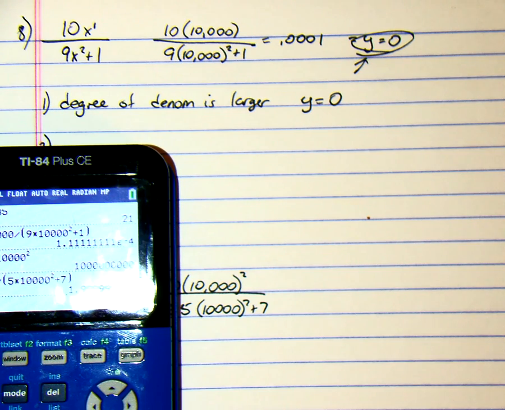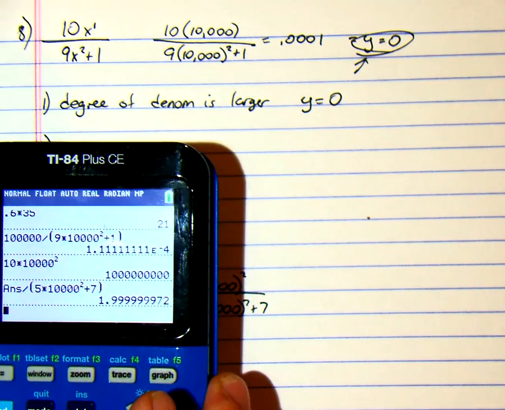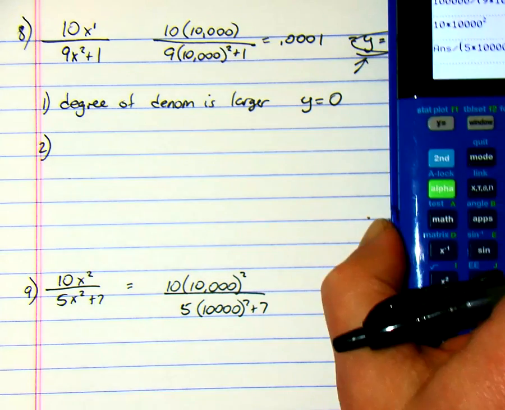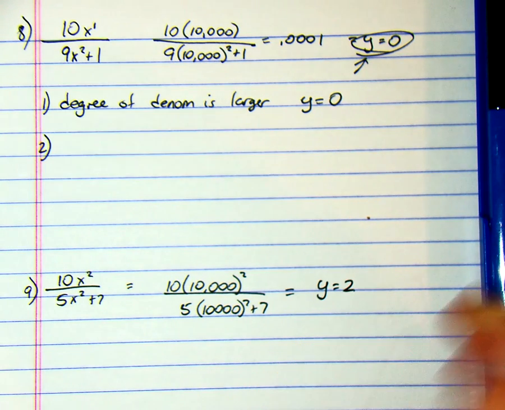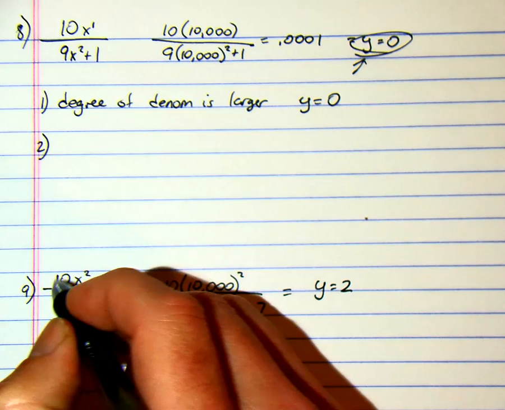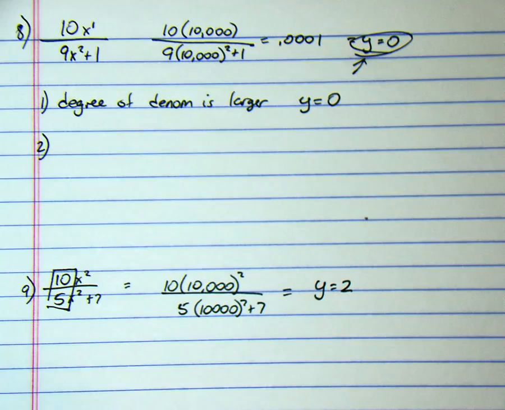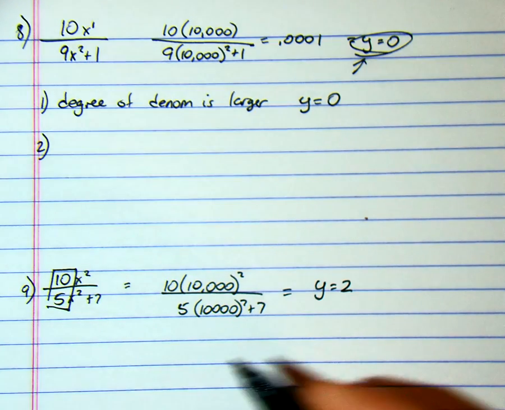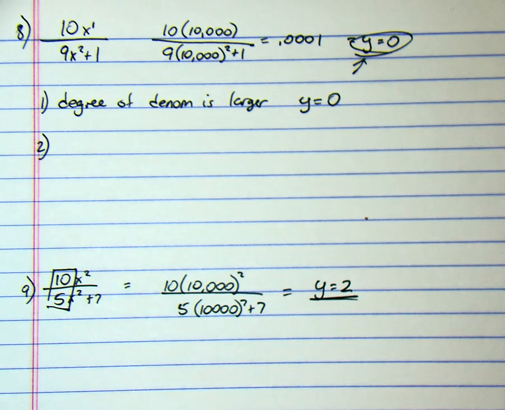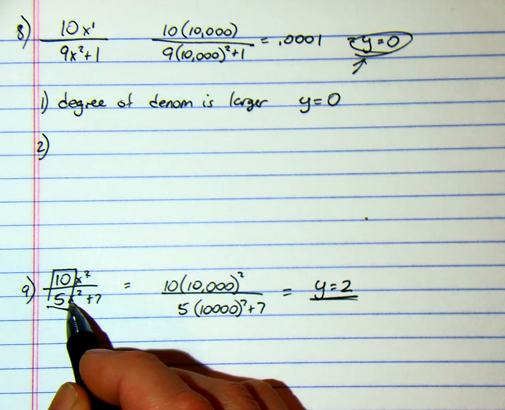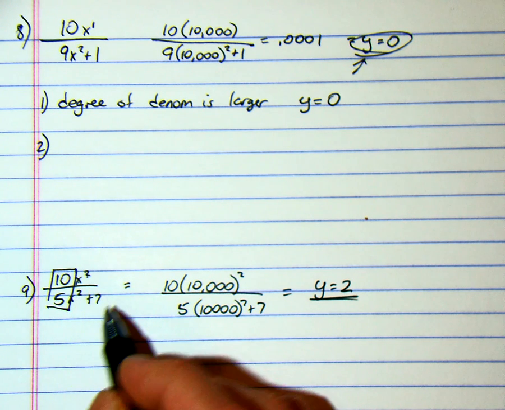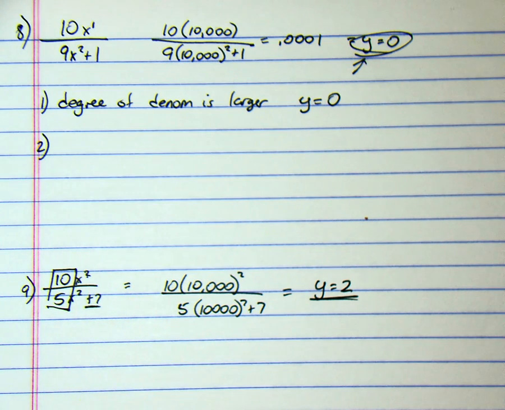And we get a number that's really, really close to 1.999999972, which is really close to 2. Now let's think about this. If I looked at 10 and 5, what is 10 divided by 5? That is 2. That is because my numerator is being squared, my denominator is being squared, and when x gets really, really, literally large, this plus 7 makes no difference.